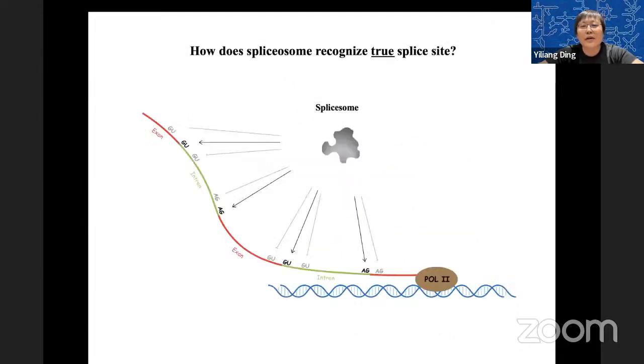So the first question, I'll give a demonstration just as a case study on splicing. The key question in splicing is how does the spliceosome recognize the true splice site? So we know GU and AG are splicing sequence motifs. However, if you go through the whole pre-mRNA, you can find many GU and many AG. So why are some of them the true splice sites, but some are not? So we hypothesize RNA structure may help the spliceosome to recognize the true splice site.